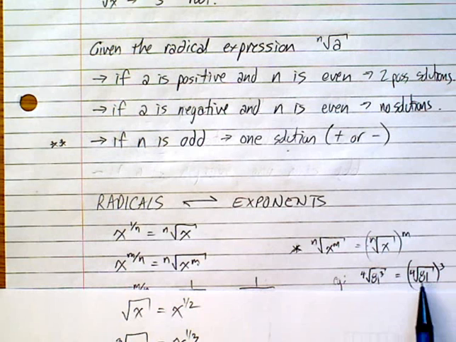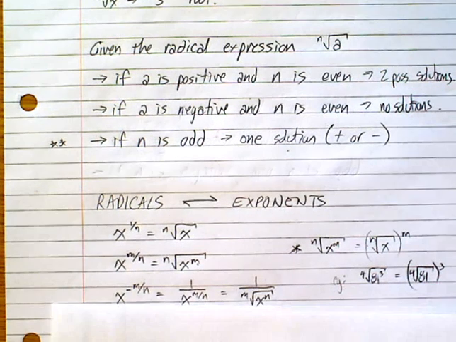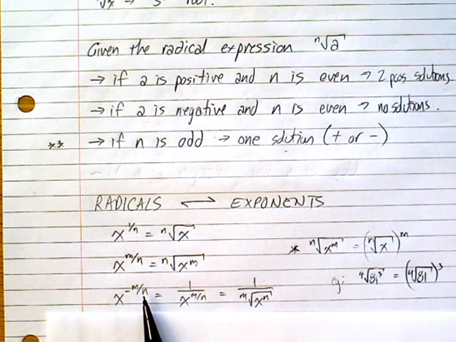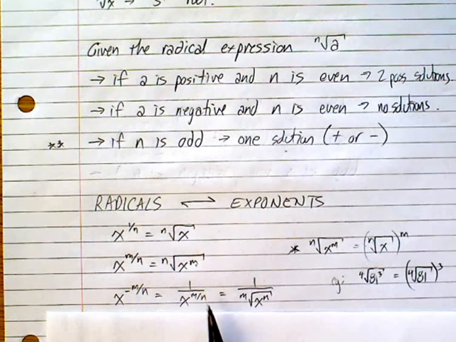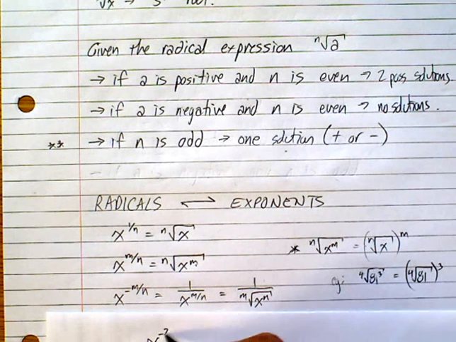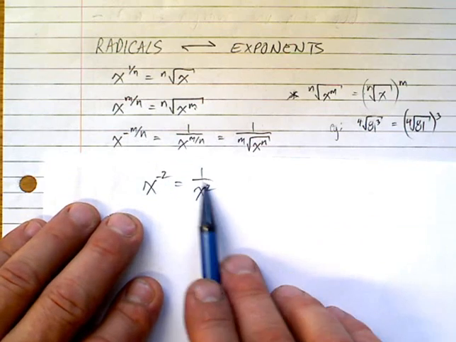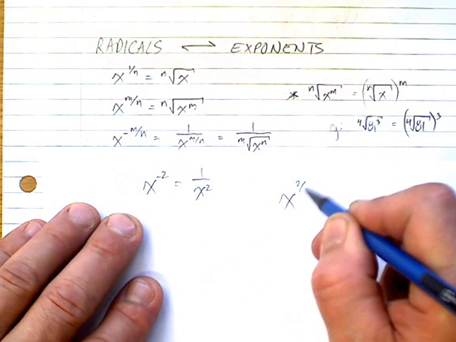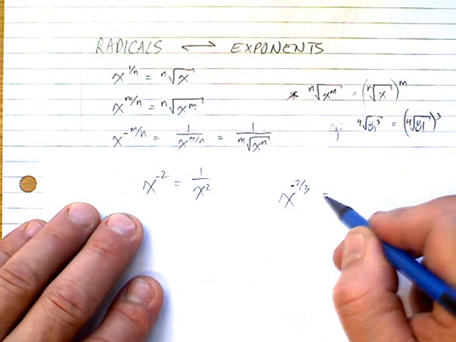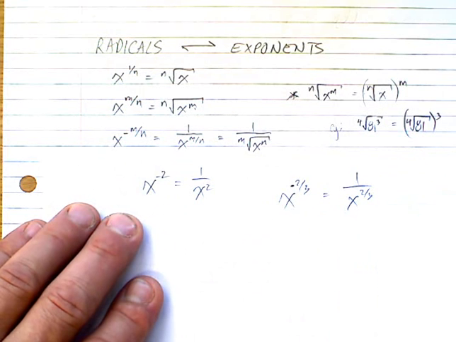What we also have to deal with, ladies and gentlemen, are negative exponents. So remember, a negative exponent means that it becomes positive down below. So for example, x to the -2 is 1 over x squared. Well, if your exponent is a fraction, it's still the same thing. So x to the power of -2/3 is equal to 1 over x to the power of positive 2/3. And then we just put it back into a radical. No big deal.